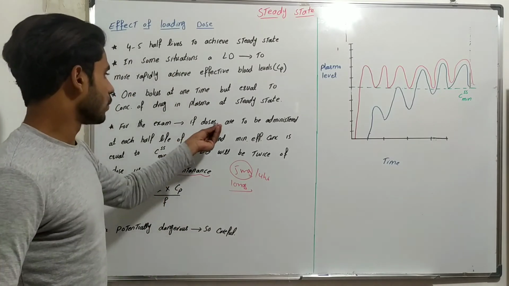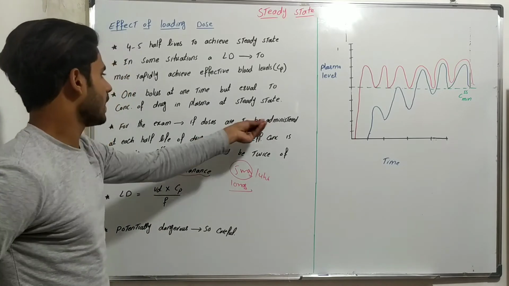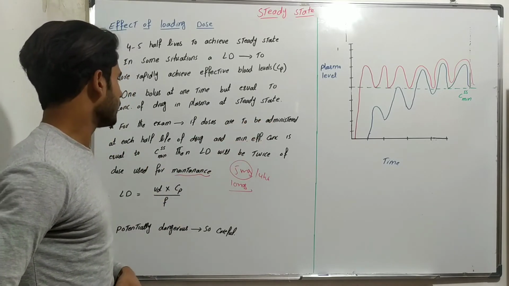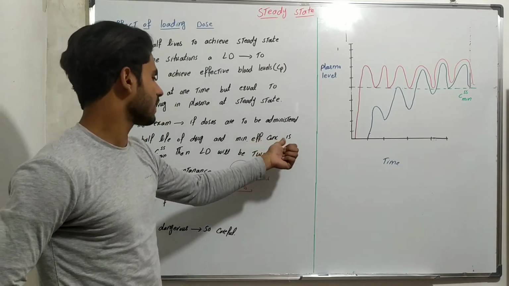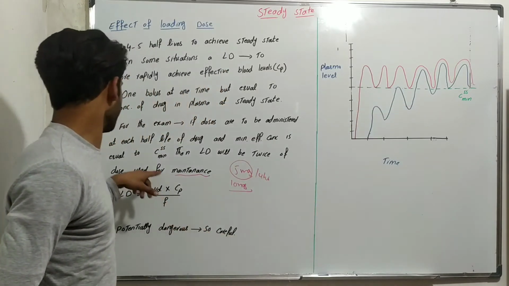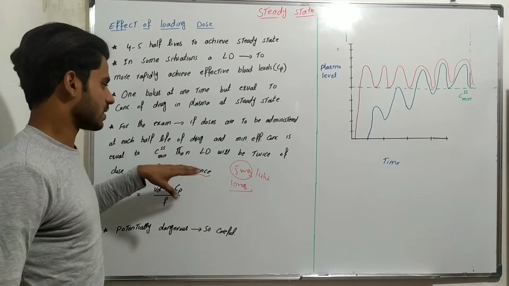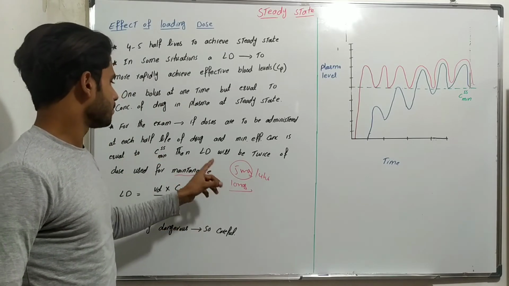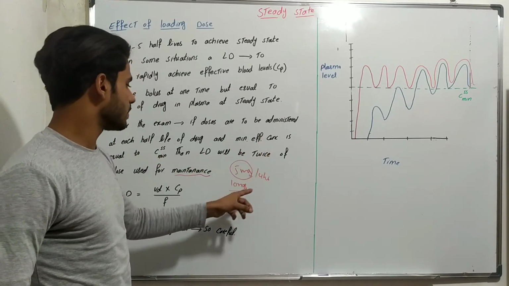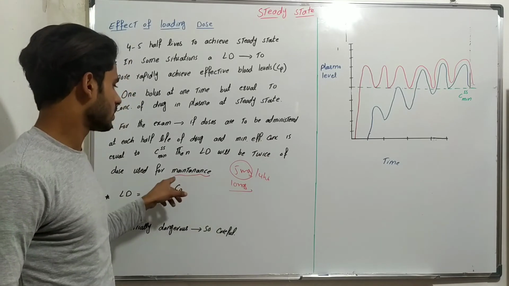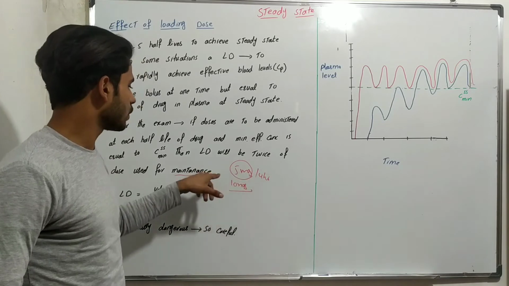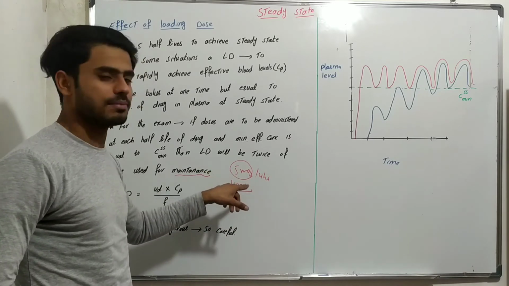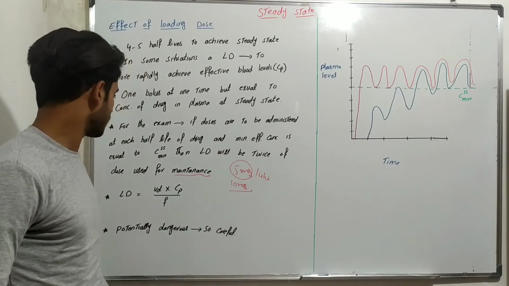The concept is that if doses are to be administered at each half-life, then each half-life is equal to the dosing interval, and second, the minimum effective concentration is equal to the plasma level minimum concentration at steady state. Then the loading dose will be twice the maintenance dose. For maintenance dose we were using 5 mg per 4 hours, but now we will use twice that, that is 10 mg for loading dose. Then we will get that concept.